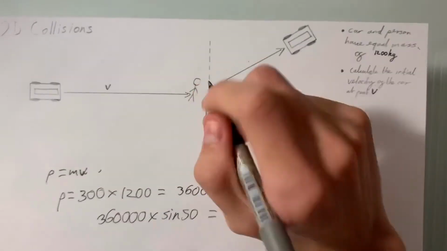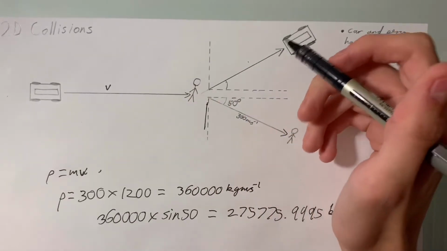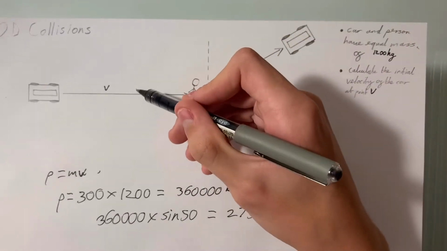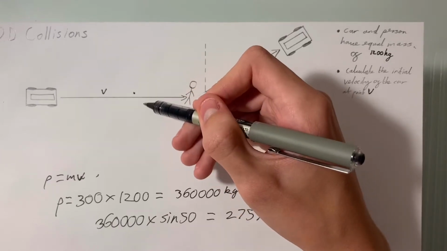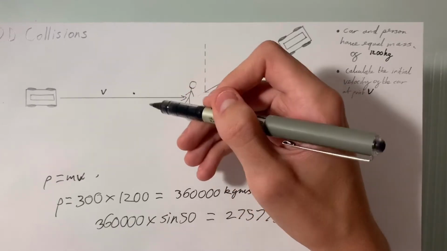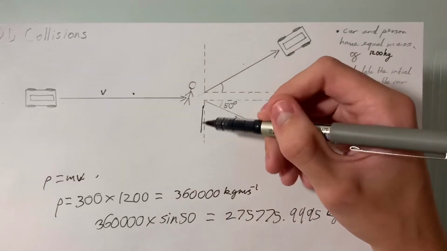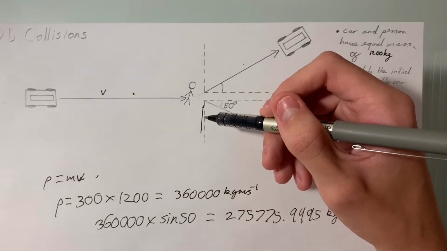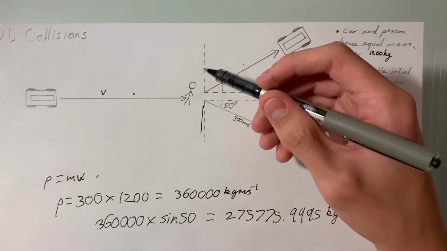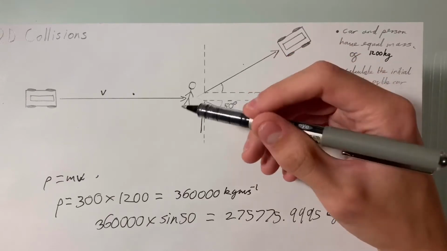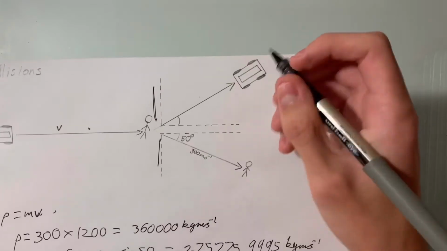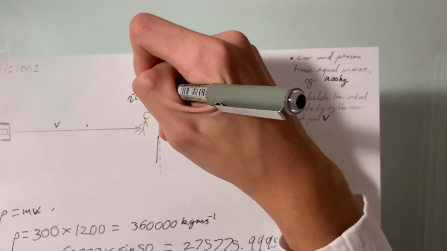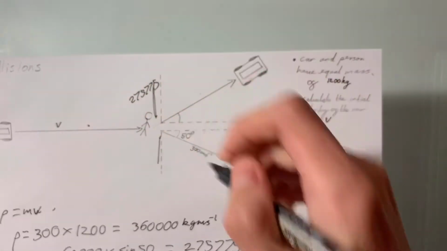Now, what a lot of people don't realise about this is that this point here has zero vertical momentum. The car has zero vertical momentum before the crash because it's going at a horizontal speed. So if this is 275,000, then this must be exactly the same in order for it to cancel out and equal zero. So this is exactly the same number. So now we have 275,775, whatever it was there.